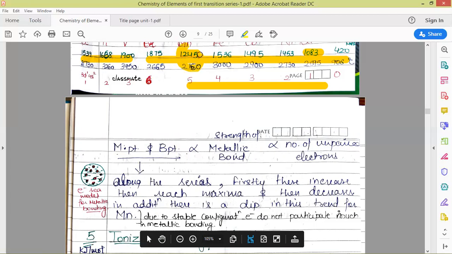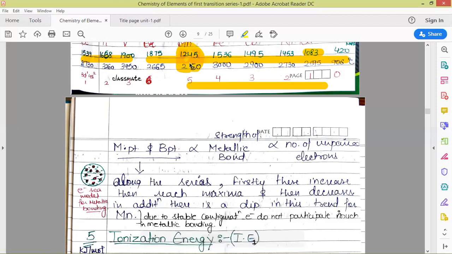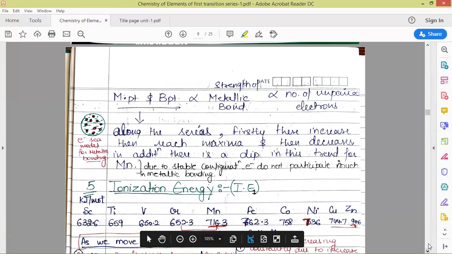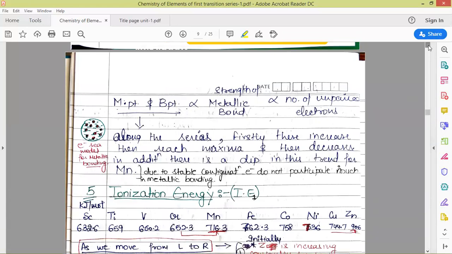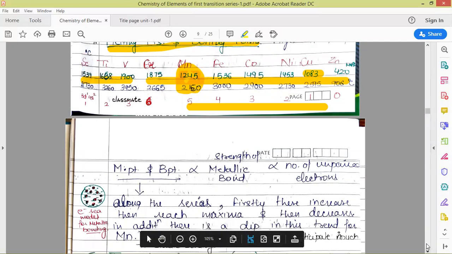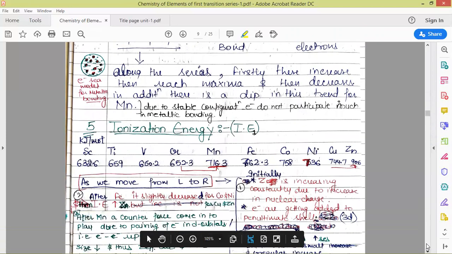This is the case that it is having an exceptional electronic configuration, which is exactly half-filled, due to which electrons belonging to the 3d subshell of manganese do not take part in bonding, due to which bonding becomes weak and melting points and boiling points get lowered. So this is the explanation for the exceptional melting point and boiling point for manganese, and in general melting points and boiling points first increase and then decrease depending upon the number of unpaired electrons present in the d subshell.